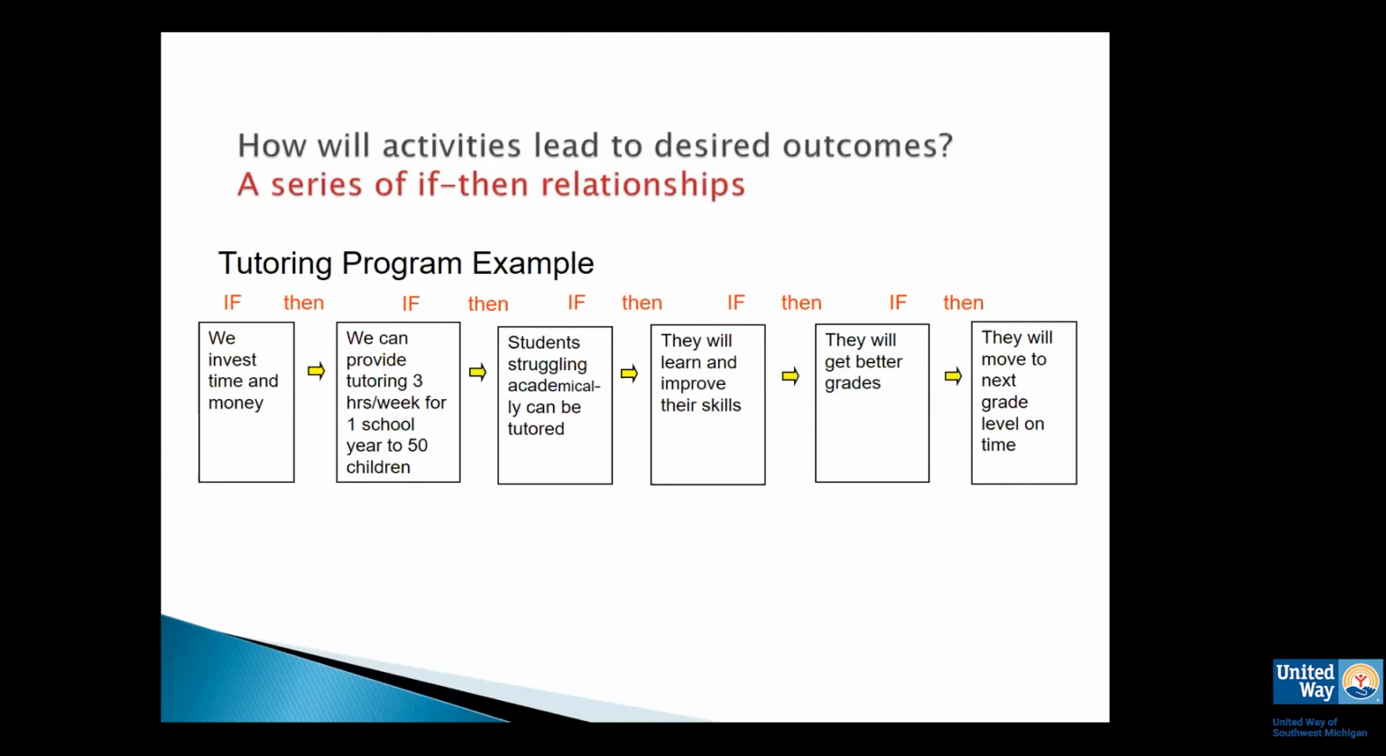If that happens, that's the short-term outcome. They'll learn and improve skills. The medium-term outcome would be that they will get better grades. And then ultimately, if we were going to go all the way to impact, it would be that we'd start moving the needle on the county's numbers of kids that graduate or that get ready for third grade and have good reading skills, that sort of thing. So we need to think in terms of levels, and that's why we usually only think short term and medium term.